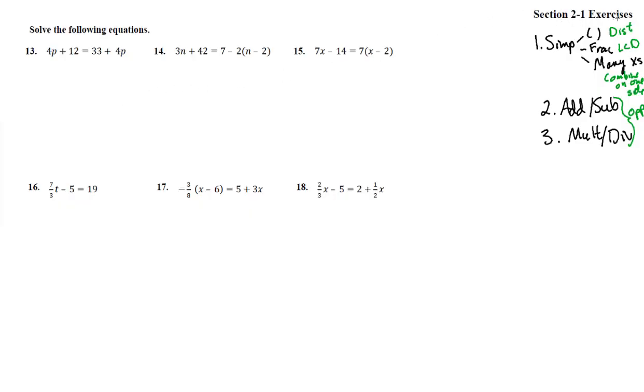Here we are in section 2.1 with solutions to numbers 13 through 18. So we're going to use this three-step process that we did in the videos to solve each of these problems.